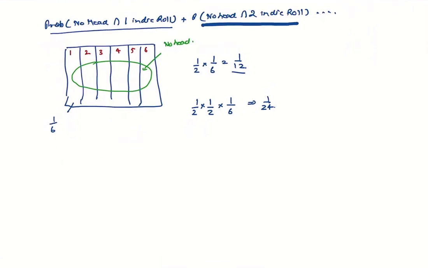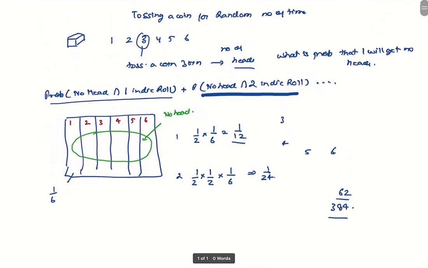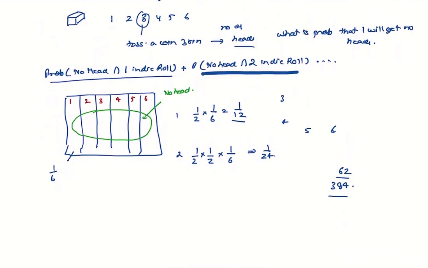So the same way you are doing for everything. This is the probability of getting a 1, this is 2, then you will do a 3 and a 4 and a 5 and a 6, and you will finally add them up, and ultimately you will get 62 over 384. That is the probability of tossing a die for a random number of times, and then tossing a coin for the same number. What is the probability that I will get no head?